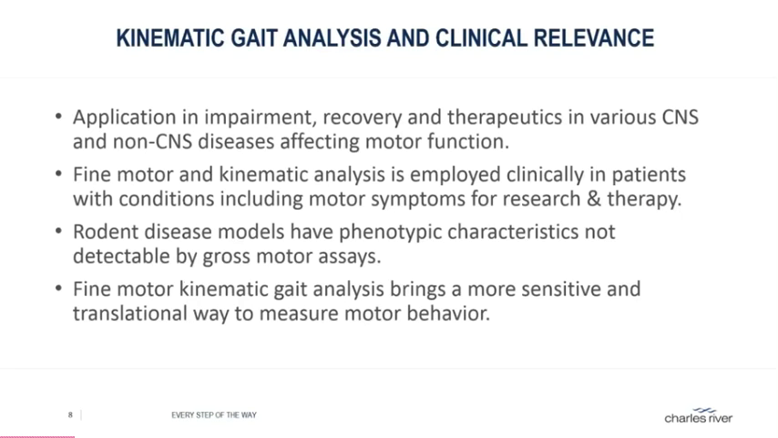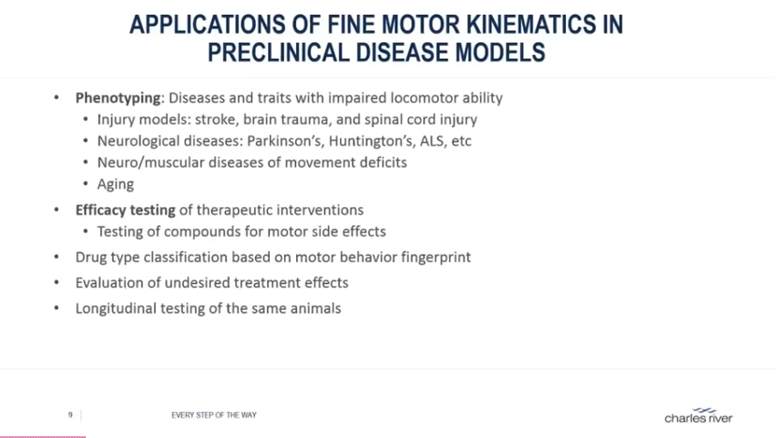As you all know, patients suffering from human CNS diseases such as stroke have impairments in their ability to move, as well as in tasks requiring accuracy and coordination. That's why kinematic analysis is widely used in human patients for diagnostics and monitoring the effects of therapy. Different preclinical rodent models for diseases with motor impairments manifest similar kinds of symptoms as humans.